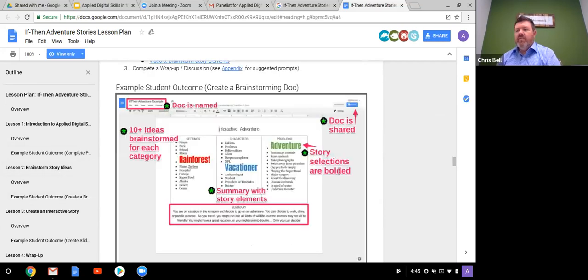So this is an example student outcome of what it should look like. So you're not only getting what the lesson objectives are, but you're getting, here's what a sample student outcome should look like. So that's a fantastic resource helping scaffold teachers that are new to this through the process. So we really appreciate that. I know that was based on feedback that Google received.